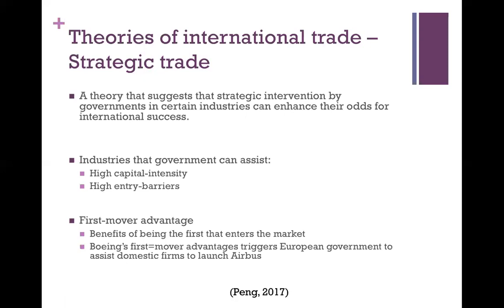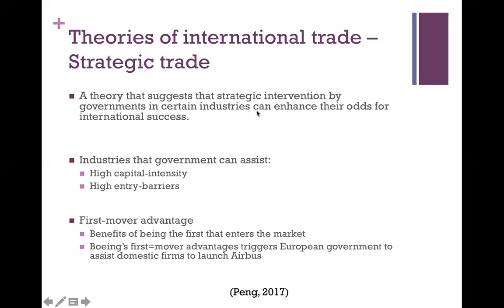Now, based on the strategic trade theory, it is actually inviting the intervention by the government in certain industries to enhance their odds for international success. In this theory, they also acknowledge that at a certain point of time we may have industries that the government can assist us with through the taxpayers' money, funding, so that we can participate in that industry. This is what we call high capital intensity and high entry barriers. Because of that, the private sectors cannot compete in that market. They cannot fund it. Therefore, we ask the government to help us.